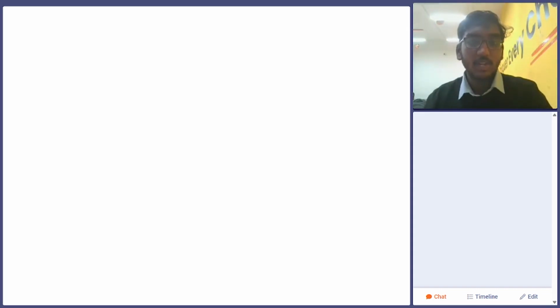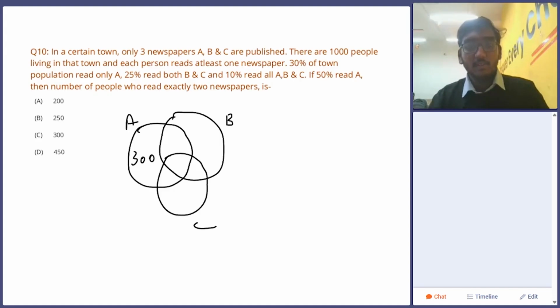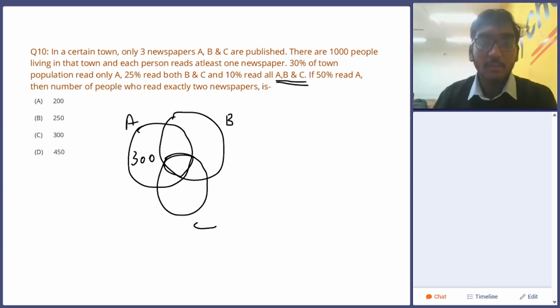300 read only A. Okay, and see, whenever you find any Venn diagram question, what must be filled first is the intersection of all the 3 newspapers, all the 3 Venn diagrams. Okay, that will be this particular region. Okay, this should be filled first. They have given that 10% read all the 3 newspapers. Okay, so that means what? 100 people read all the 3 newspapers. So this region has 100 people.